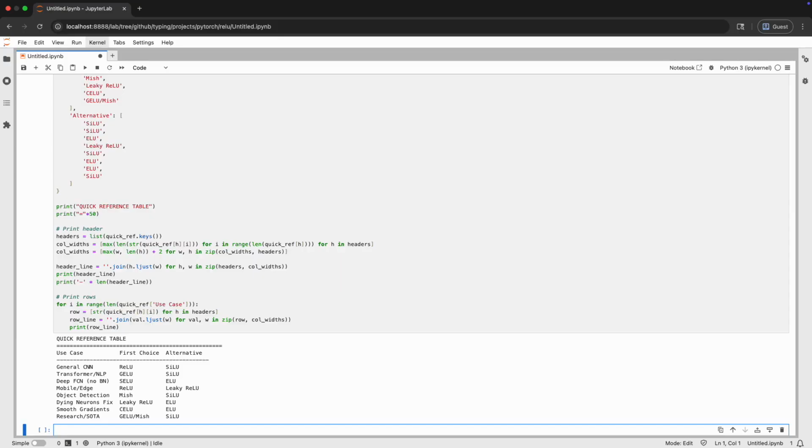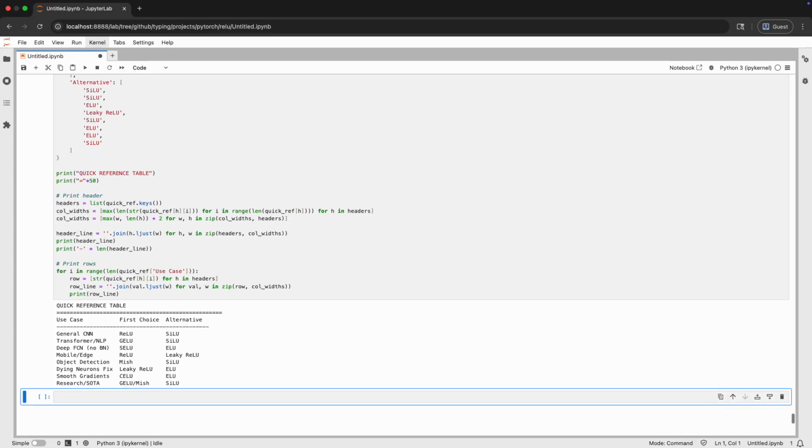For general CNNs, start with ReLU for its simplicity and speed. For transformers and NLP, GELU is the standard choice. SELU shines in deep, fully connected networks without batch normalization. For mobile and edge deployment, stick with ReLU or Leaky ReLU for efficiency. Mish excels in object detection, while CELU provides the smoothest gradients. For cutting-edge research, experiment with GELU, Mish, or CELU.